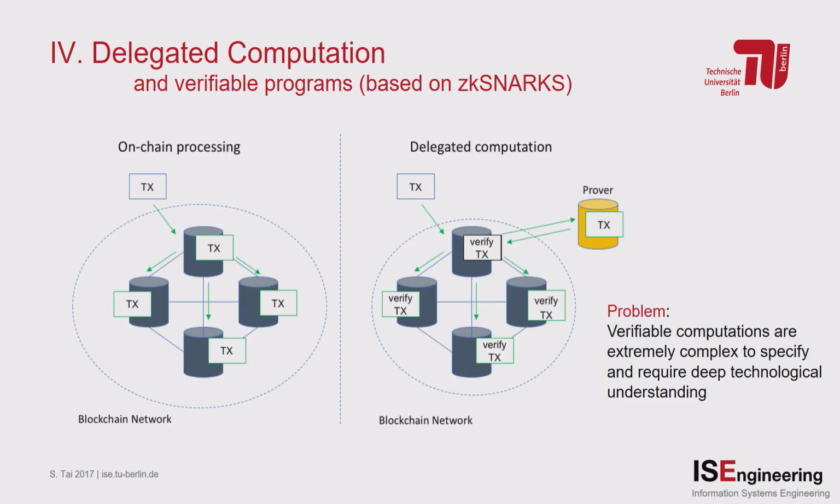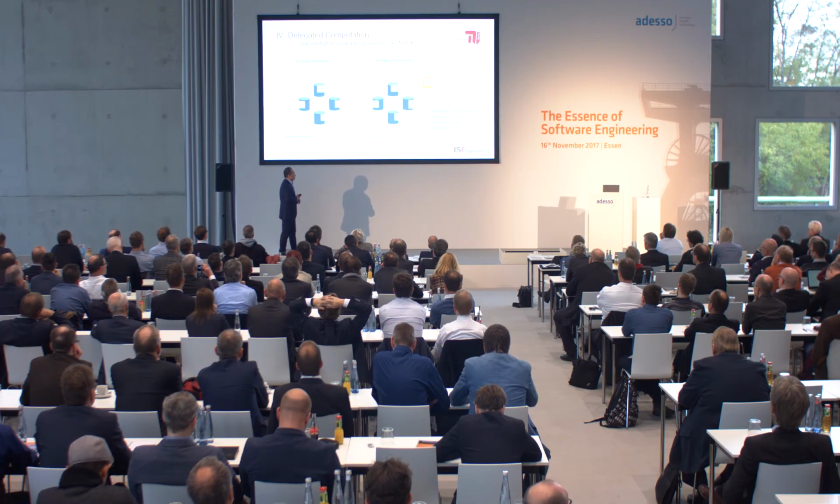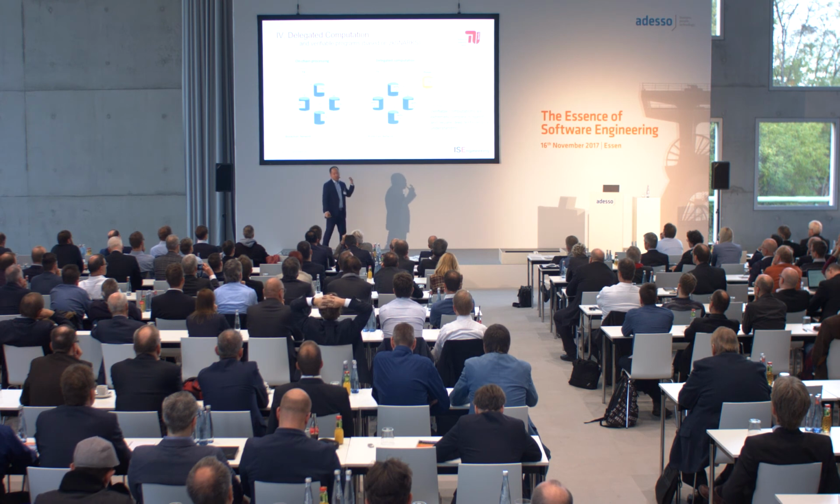Number 4 is what we call delegated computation. On the left, you see what the basic blockchain model is. Any transaction is being executed by every peer in the network, and is being recorded in the ledger, in the copy that every peer maintains. And this is, of course, the overhead, but only in doing so are we getting the properties that we initially wanted. However, this can be quite costly.